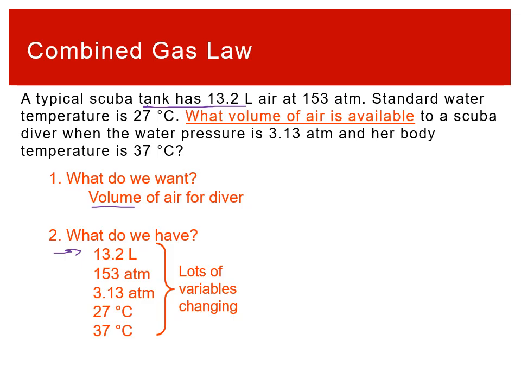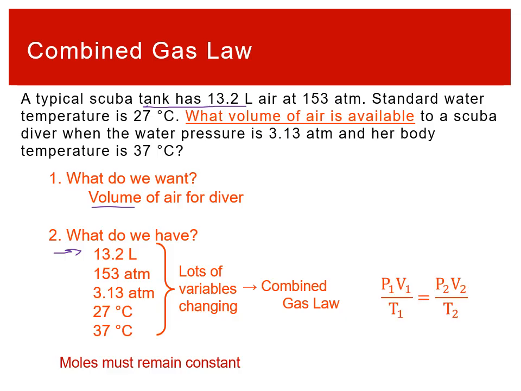Again, there's lots of variables that are changing. This is a sign we're dealing with a process. We're going to have subscripts on our variables, 1s and 2s. And because we have so many variables, that's where we're going to need to use the combined gas law. We do need to be sure that moles are remaining constant. Again, you can generally just assume that as long as you're just changing temperature and pressure, you're not changing how much gas there is or putting any in or taking any out. So you're in pretty good shape. You're looking at the combined gas law.